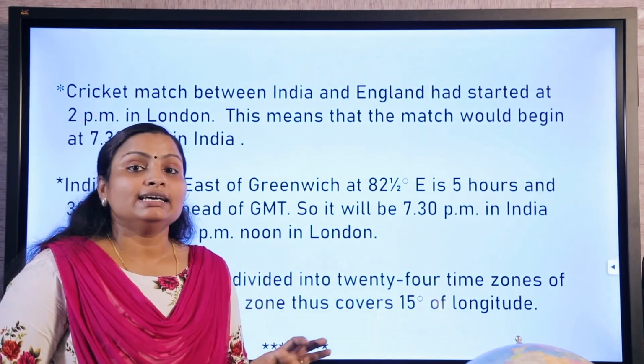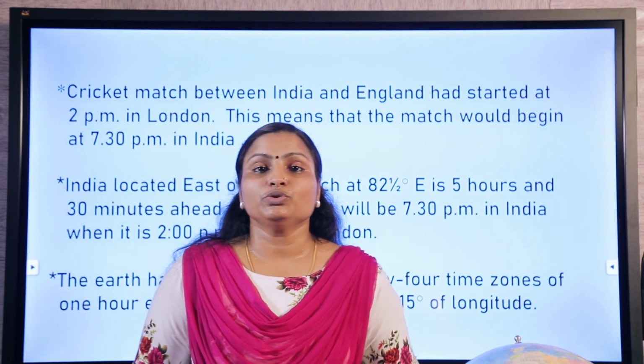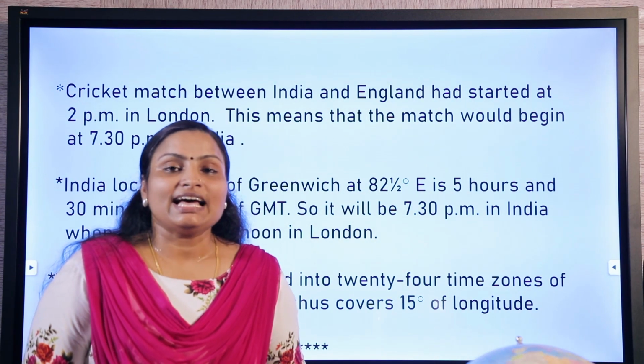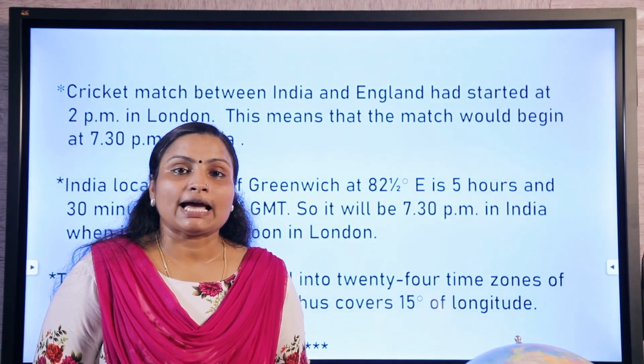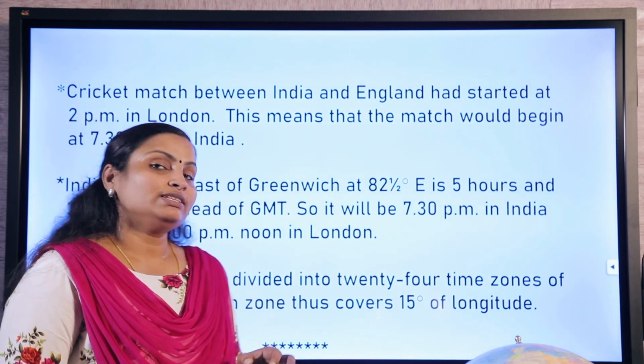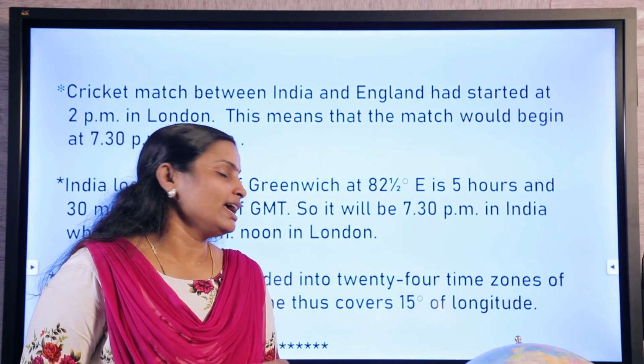The earth has been divided into 24 time zones. Each covers 1 hour. Each zone thus covers 15 degrees of longitude.